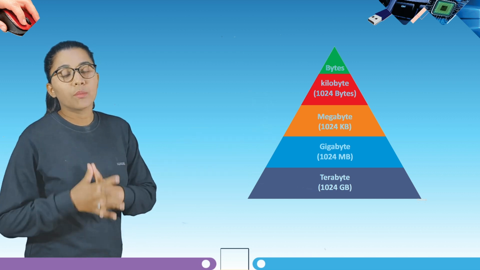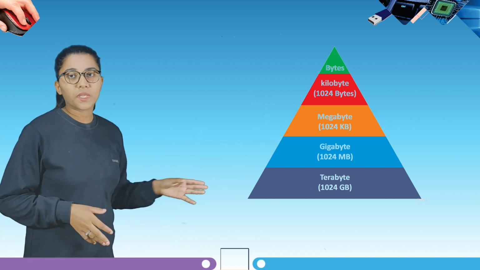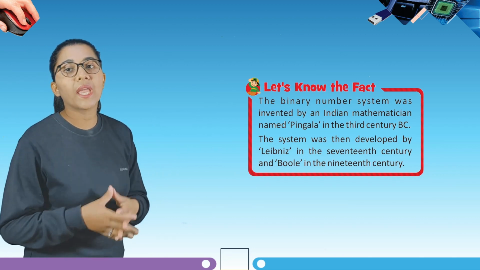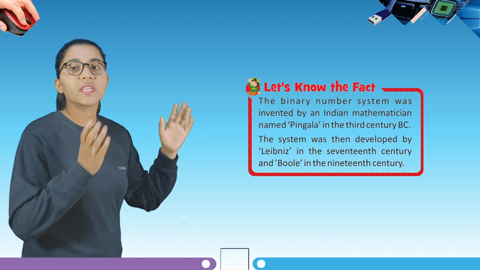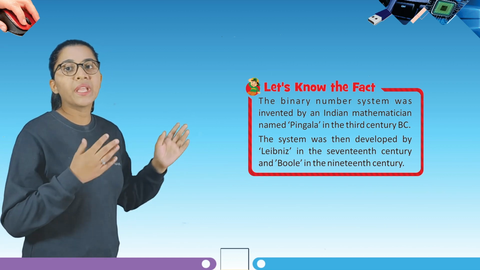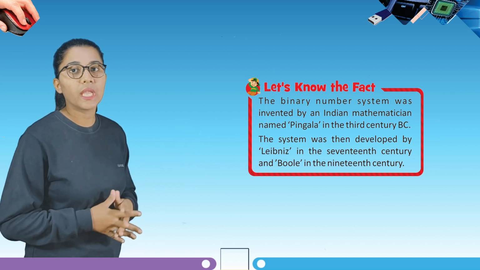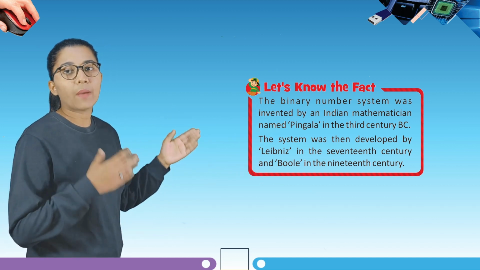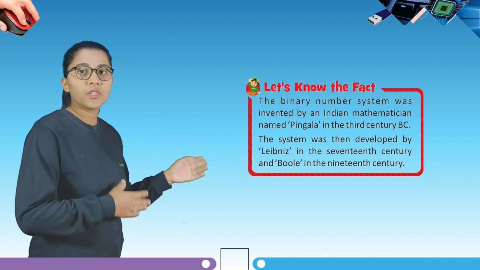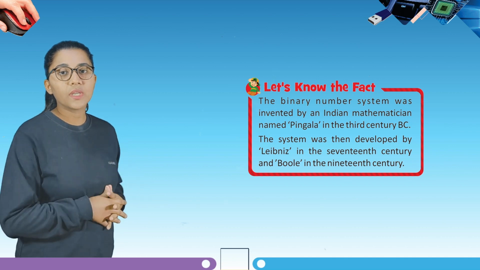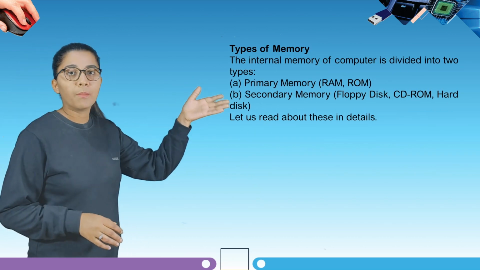So students, before we learn about more topics, let's have a look at an interesting fact. The binary number system was invented by an Indian mathematician named Pingala in the 3rd century BC. The system was then developed by Leibniz in the 17th century and Boole in the 19th century. Now students, let's learn more about the types of memory.